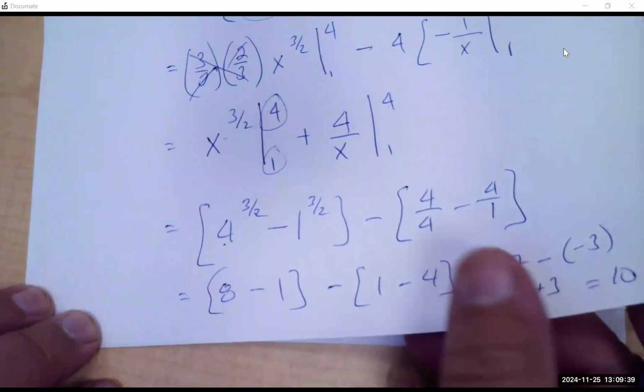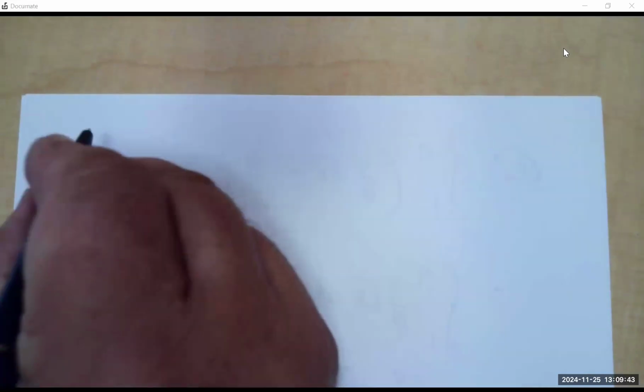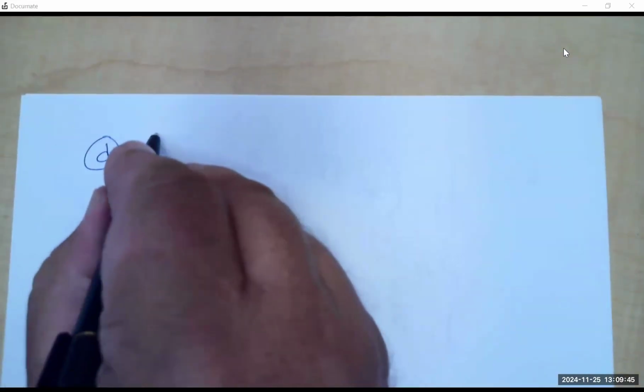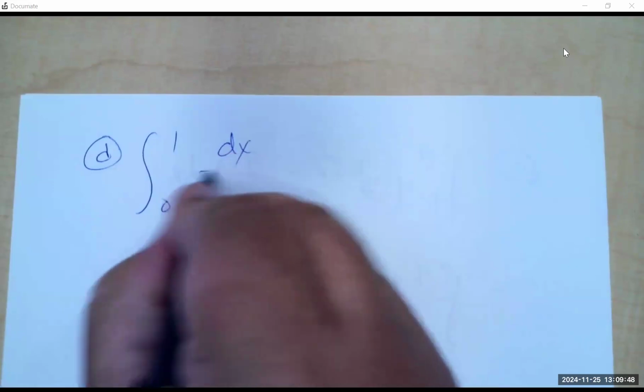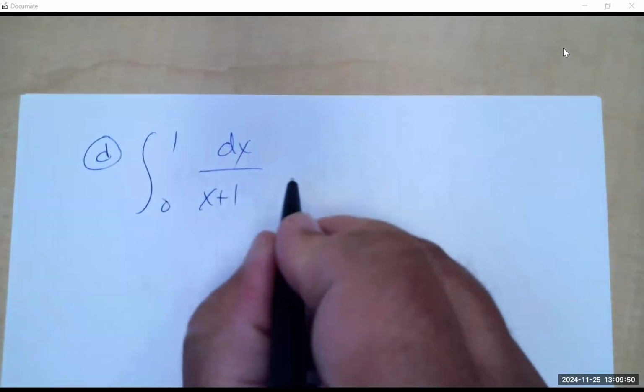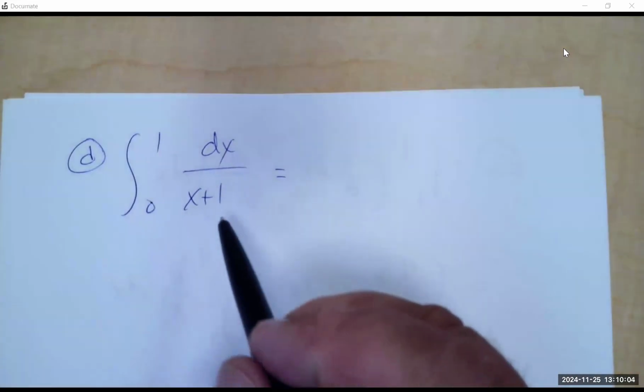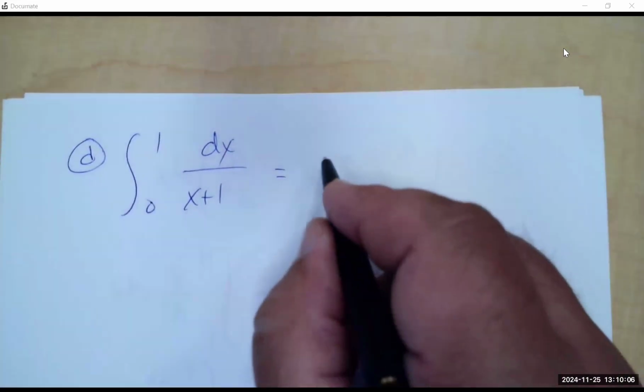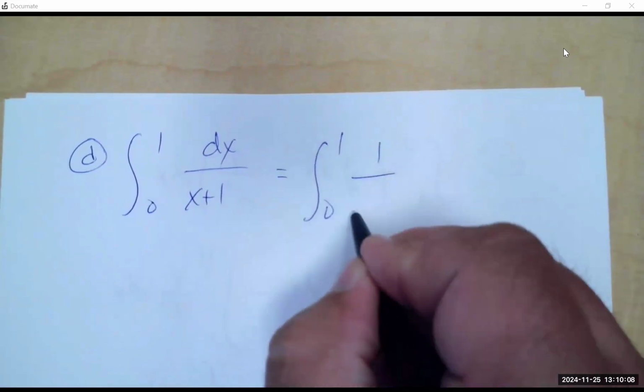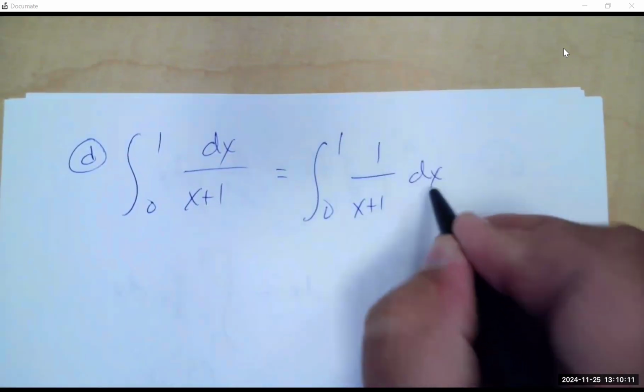A couple more. D. The integral from 0 to 1 of dx over x plus 1. What's this one going to be? You've seen this one before. Or if you want to, you could put it as 1 over x plus 1.